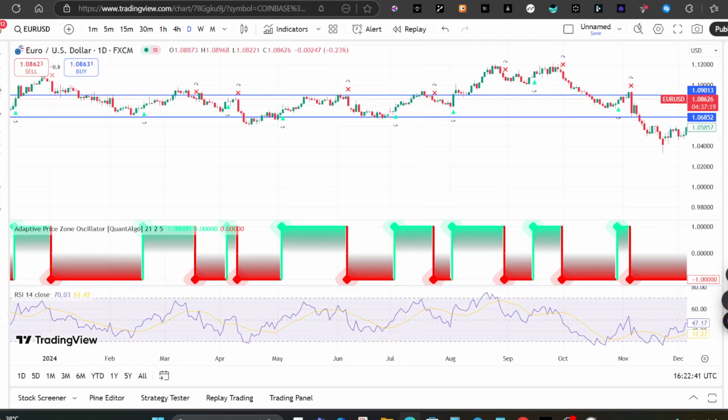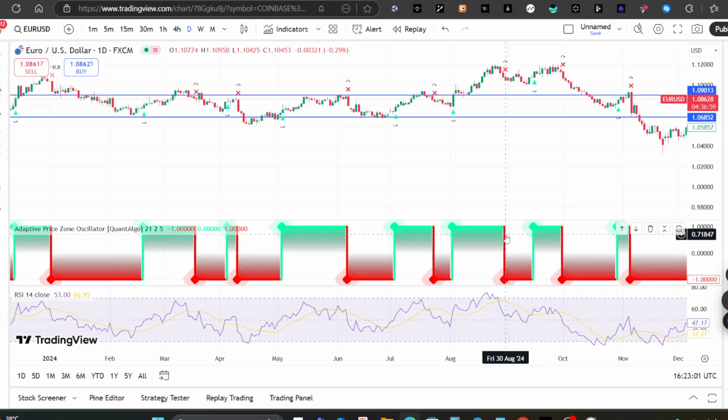So why should you use the price zone oscillator? There are a few key reasons. One is that it helps identify key price zones. As we've discussed, this indicator helps you identify areas where price tends to reverse or consolidate. So knowing these areas can help you make smarter entry and exit decisions.